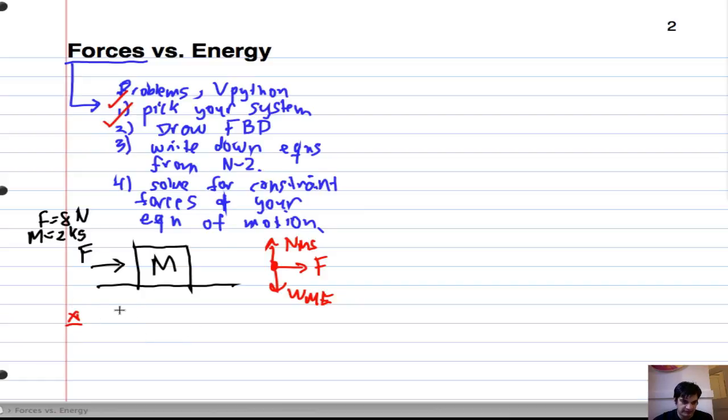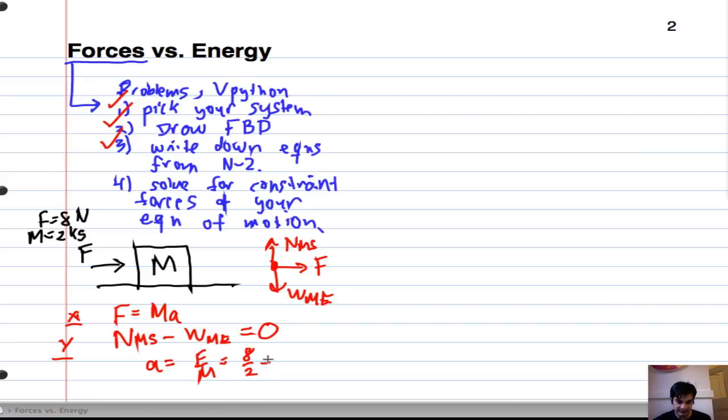I picked my system, which was given, and drew my free body diagram, and now let's write down our equations. In the x direction, we have F equals capital M times A, and in the y direction, the normal force from the surface pushes up and opposes the weight pointing down, and those two forces wipe each other out. Then we can solve for our constraint forces, and in AP physics I would expect you to glance at these equations and say the acceleration is the force divided by the mass, which is 8 divided by 2, which is 4 meters per second squared, exactly as we said. And when we get the normal force, we get that the normal force equals the mass times gravity when we rearrange the equation, which is 20 newtons when we plug in.